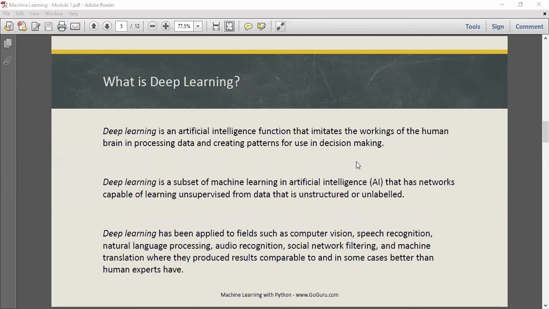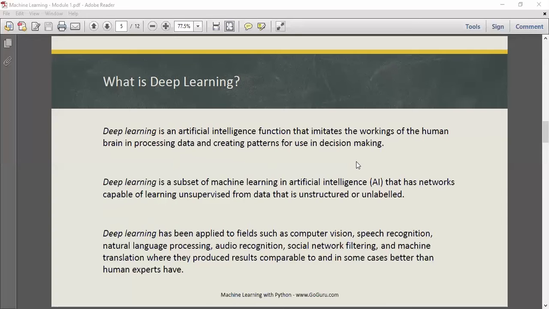And then we move on to what is deep learning. So deep learning is actually an AI function, the artificial intelligence function, that tries to mimic the way the human brain processes data and patterns. So the way that we process data is mostly in terms of, for example, a flow chart, or making a decision tree where we go through a logic of true or false.